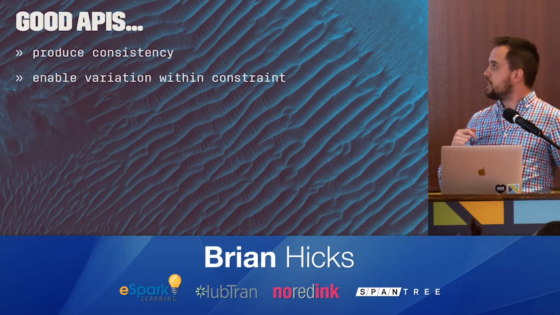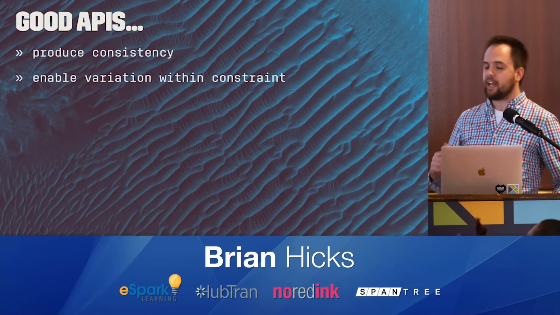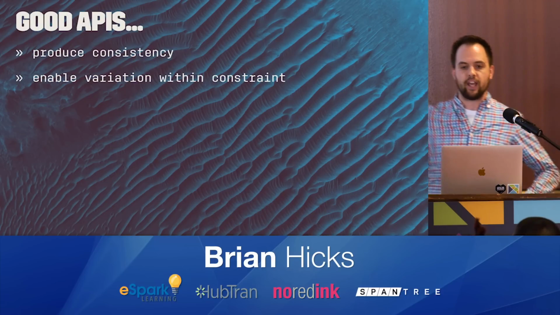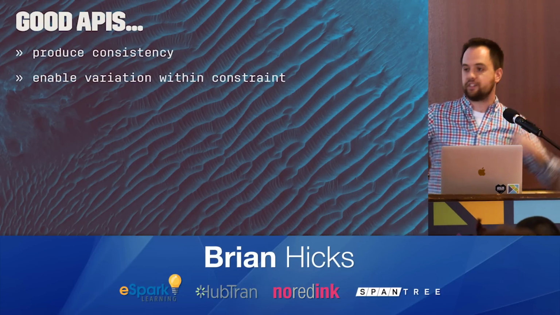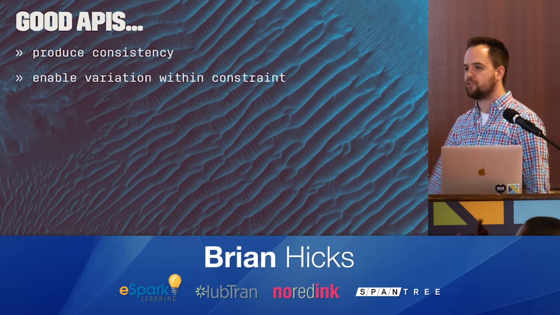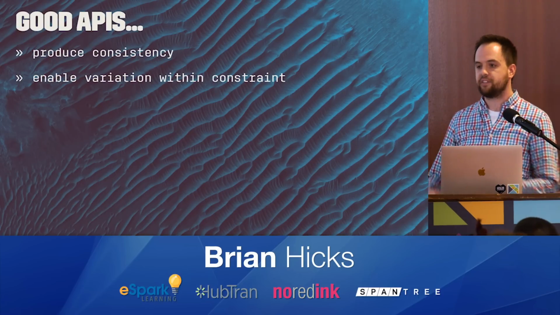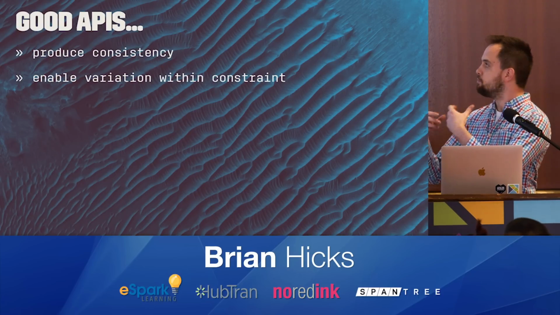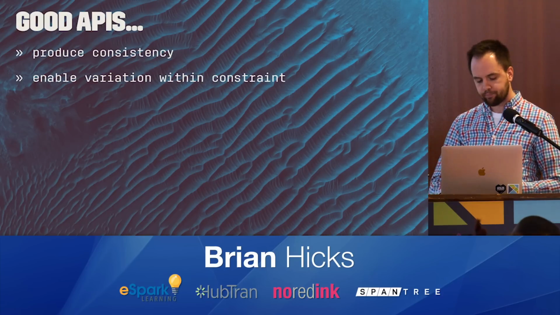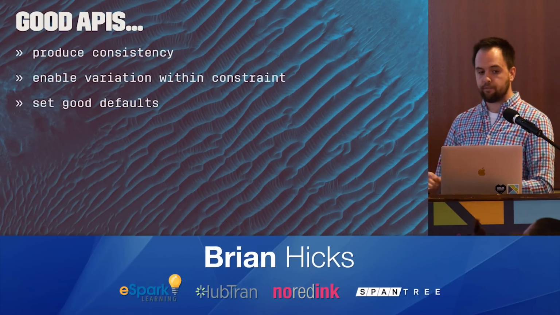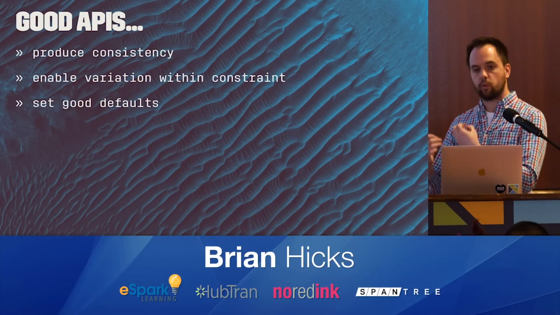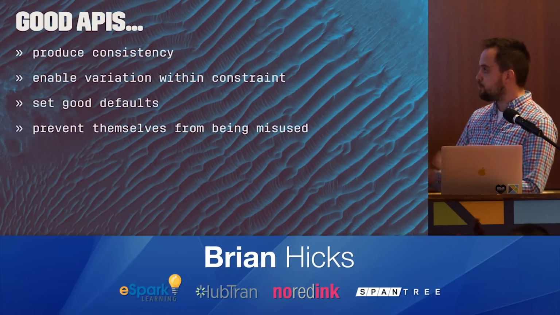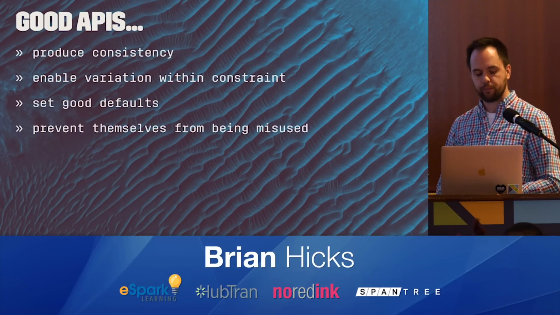Second, good APIs enable validation, variation within constraint. So we want to express, for example, that a delete button is different than a save button is different than an edit button is different than a cancel button. There are so many types of buttons, and we need to vary them all. But we need all of them to look like buttons. So we need constraint as well. Third, good APIs set good defaults so that we know that we're doing the right thing by default. And finally, good APIs prevent themselves from being misused.